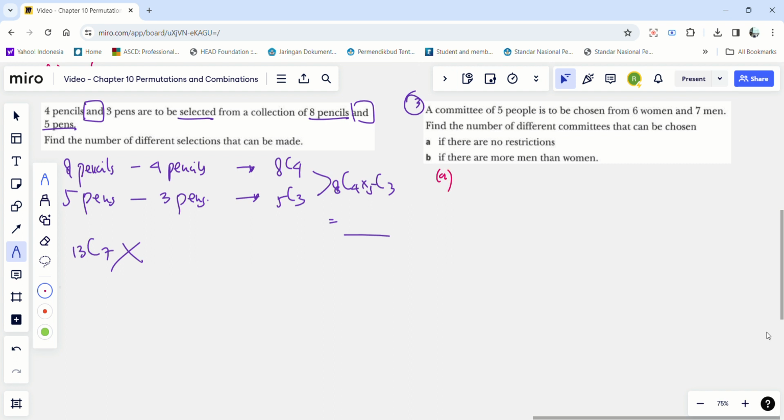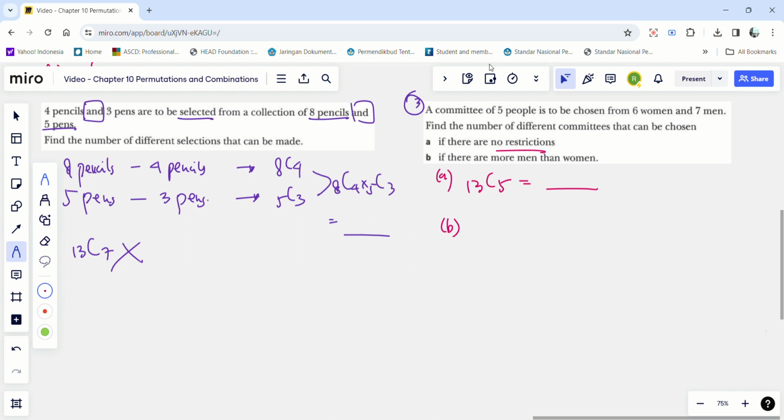Now in such a case, it will be 13C5, as you might have thought in the first place for question number 2, because there is no particular restriction. You can just calculate this one. But then question B, there must be more men than women. What does it mean by more men than women? But you need 5 people, right?